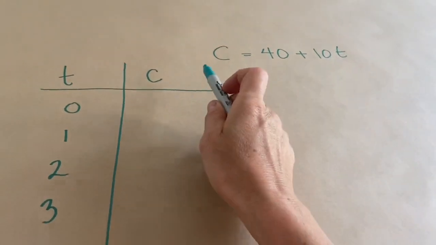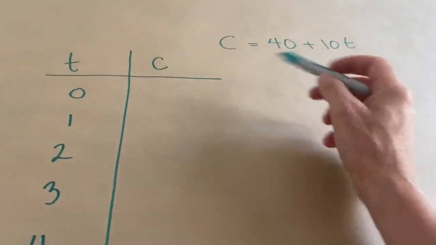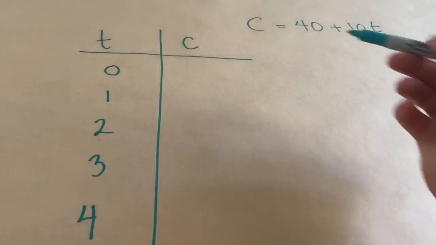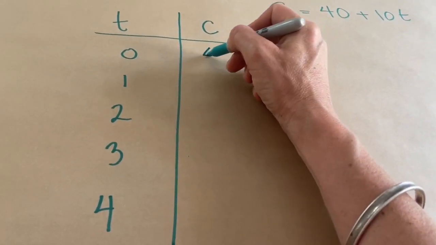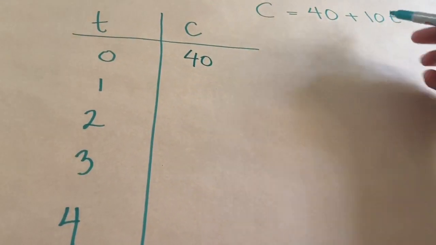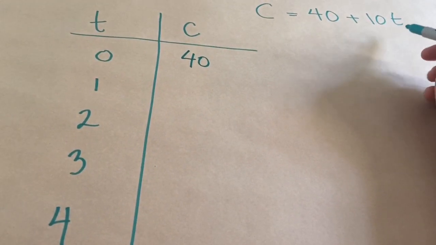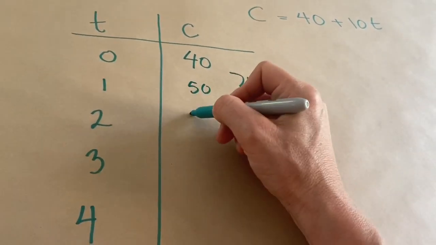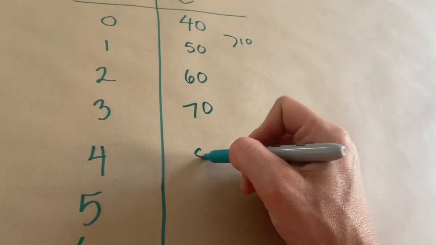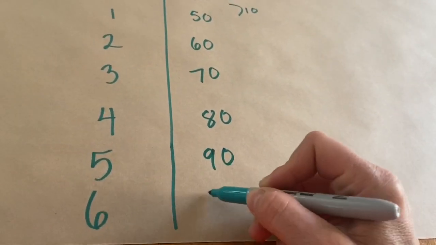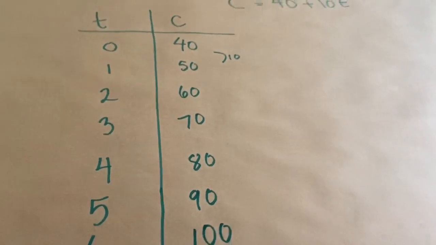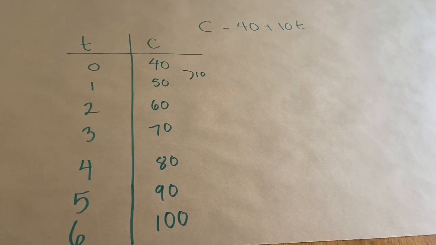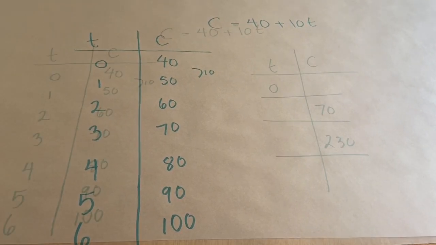Okay, so here's our algebraic model, our equation. We want to make a numerical model, which means a table of values. We know it starts at 40 and we know the rate of change is 10. We know the rate of change is 10 because that's the part that's next to the letter. So it's jumping by 10 each time. So 50, 60, 70, 80, 90, 100. That's our beautiful table of values. And what we're going to do is put their table of values next to ours to help us find the right answer.